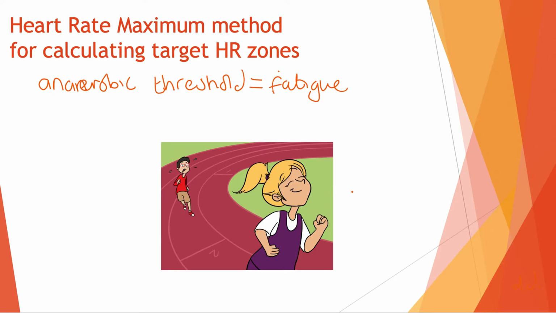Now, this is important because our trained person, in this picture I'm saying this individual's trained, this individual's untrained, our trained individual has a higher anaerobic threshold. That means they can work at a higher intensity while still working aerobically. This individual has a comparatively low anaerobic threshold.